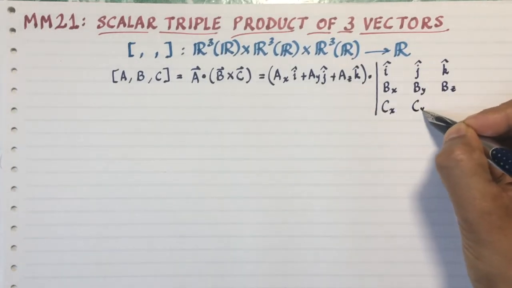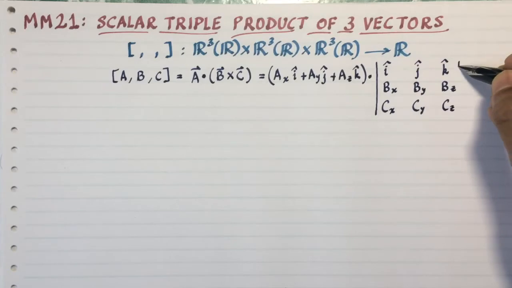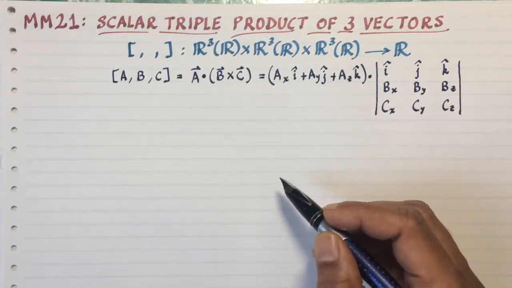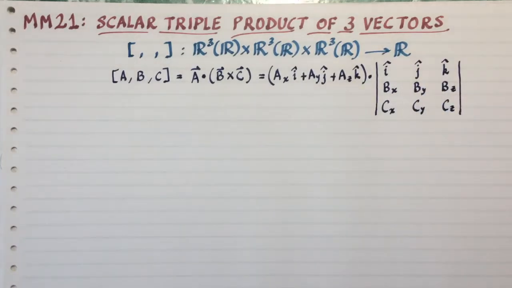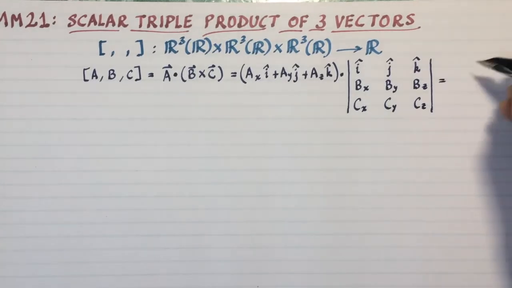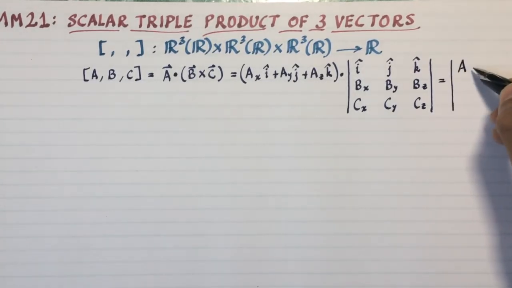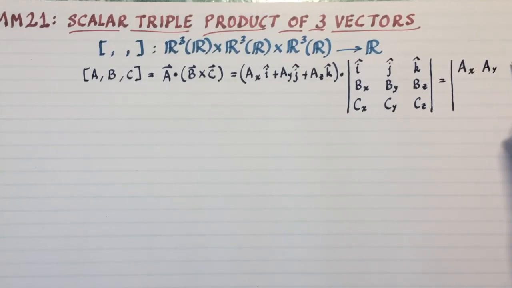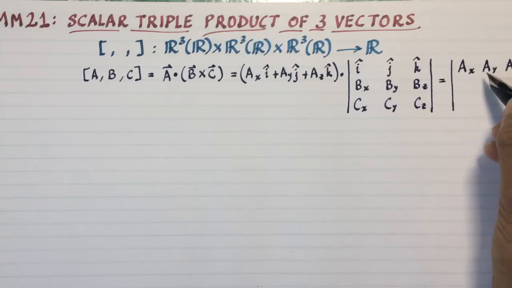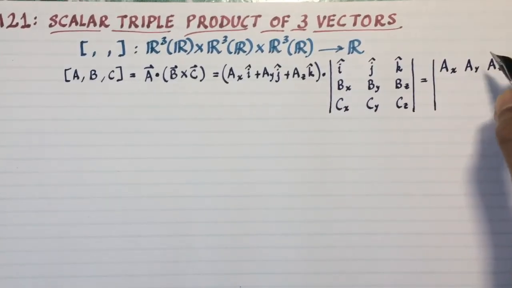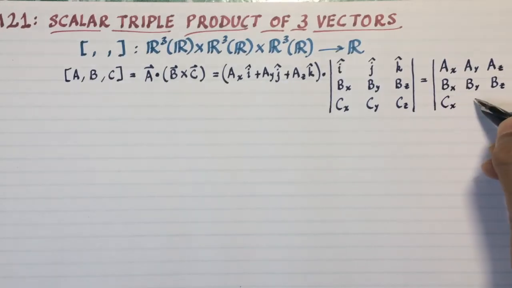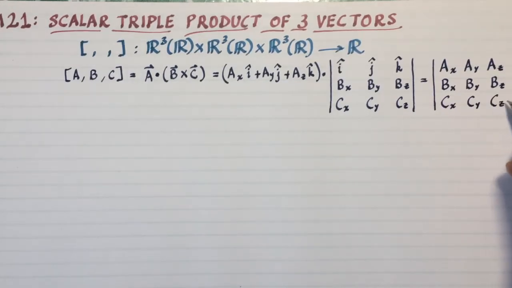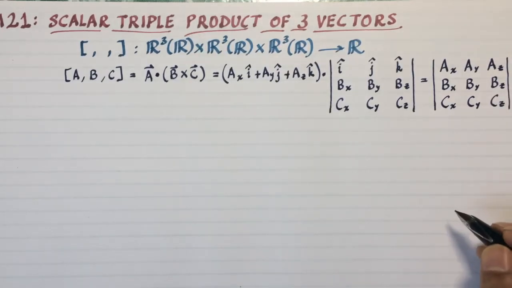CX, CY, and CZ. So you immediately realize that when you take the dot product, the I hat and the J hat and the K hat terms will interact, and so you end up getting the following determinant, with X component, Y component, and Z components of the vector A in the first row, and the same for vector B in the second row and vector C in the third row. So that's the definition of the triple product.